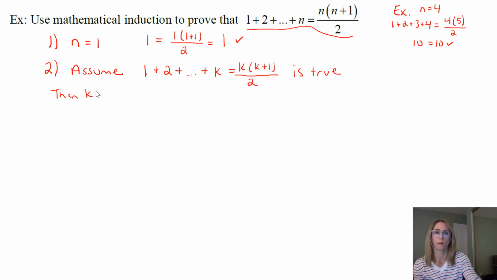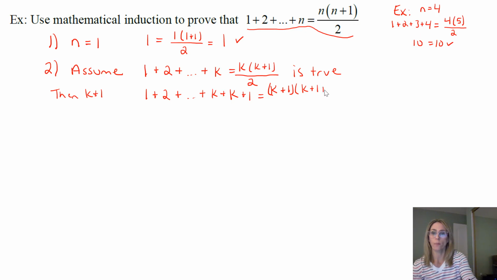Then for k plus 1, what we do is we just add the next term on the left-hand side. The next term after k is k plus 1. On the right-hand side, we do the same thing. Instead of k, we have k plus 1. Instead of k plus 1, we have k plus 1 plus 1. And so now this would be the next term in the series. Everything with k, we have added 1. We haven't taken anything away. We've just added the k plus 1 to the left-hand side.